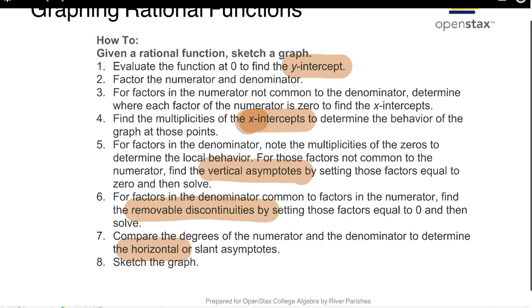So basically, my advice would be to find those main characteristics: the y-intercept, the x-intercept, the vertical asymptote, any removable discontinuities, which would be holes in the graph, and then horizontal asymptotes. Draw those horizontal and vertical asymptotes on the graph with dotted lines. Go ahead and plot the x-intercept and the y-intercept, and then go to Desmos so that you can see the local and end behaviors, and then you can just sketch the graph from there.